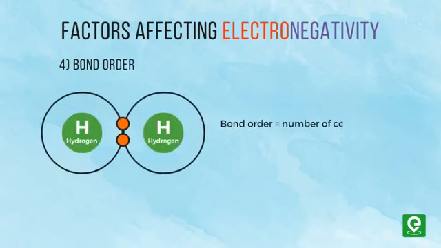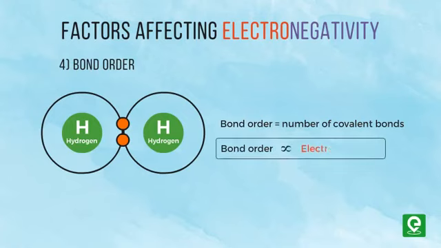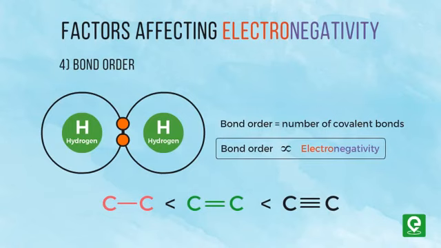The number of covalent bonds present between two bonded atoms is known as bond order. With increase in the bond order, the bond distance decreases, effective nuclear charge increases, and therefore electronegativity increases. The increasing order of electronegativity is single bond, then double bond, then triple bond.